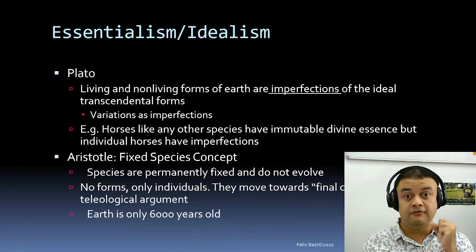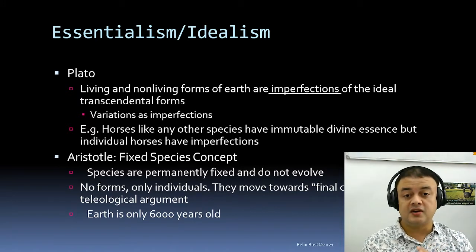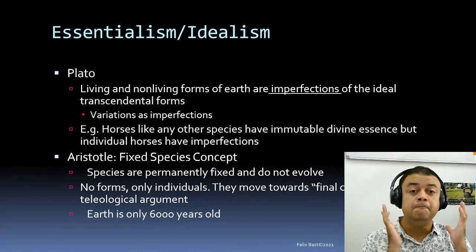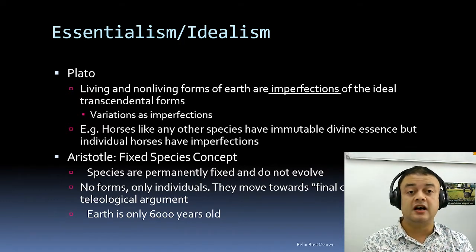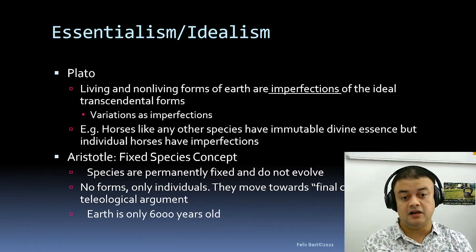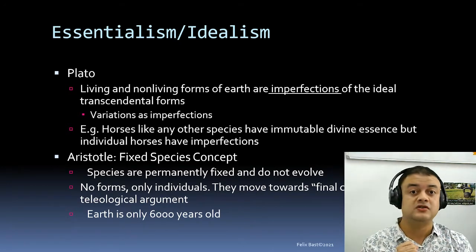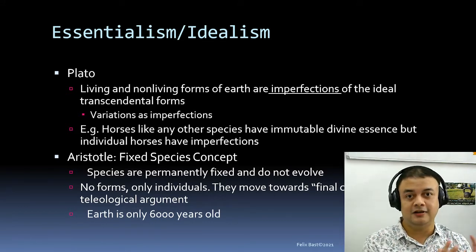There is something called perfect essence, the pure beauty. It is what Plato's aesthesis is, if you look at it. So horses, like any other species, have an immutable divine essence, but individual horses have imperfections. So that is what Plato's idea of imperfections, or essentialism, is all about. Now, coming to Aristotle, Aristotle was a student of Plato. Plato himself was a student of Socrates, you see. That is how the legacy is.